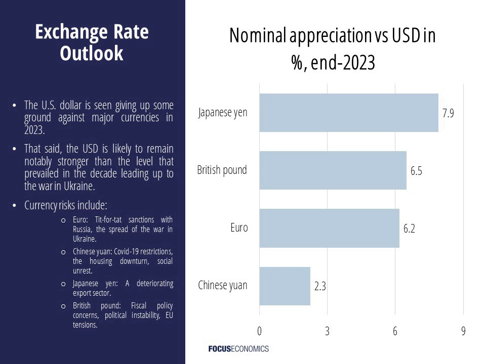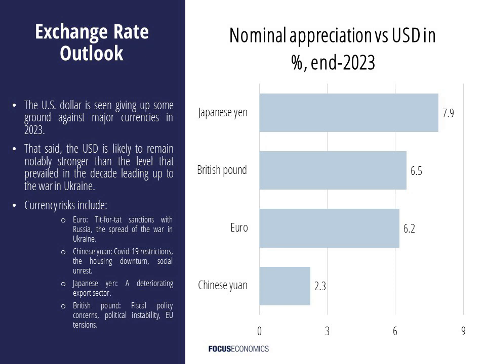Looking at major currencies, a number of additional risks are present that could stem their expected appreciations against the dollar next year. Regarding the euro, risks include tit-for-tat sanctions with Russia dampening economic prospects, the war in Ukraine spreading to other countries, and persistently higher inflation relative to the US.